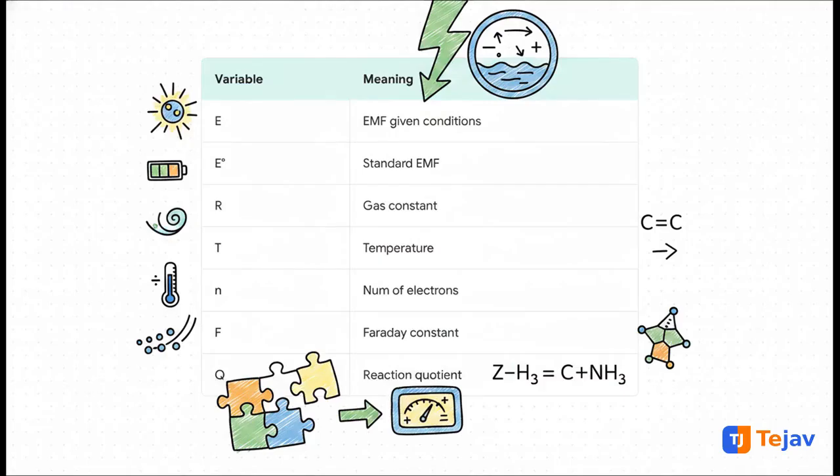Let's decode this thing. E is our final goal, the EMF at our specific real-world conditions. E0 is that standard textbook EMF we start with. R, well, that's just the universal gas constant. T is our temperature in Kelvin. Now, N is super important. That's the number of moles of electrons transferred in the reaction. F is the Faraday constant, which is really just the charge of those electrons. And finally, Q is the reaction quotient. See? Not so bad, right? Every single letter has a very specific, easy-to-understand job.